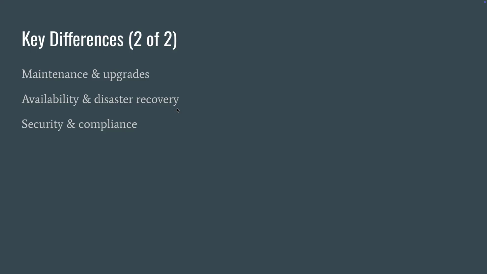Now, let's continue with the key differences. Maintenance and upgrades. So with on-premise databases, your internal team is responsible for applying patches, performing updates, and resolving hardware issues. In the cloud, many of these tasks are handled by the provider, although you still have to manage database schemas, user access, and so forth.